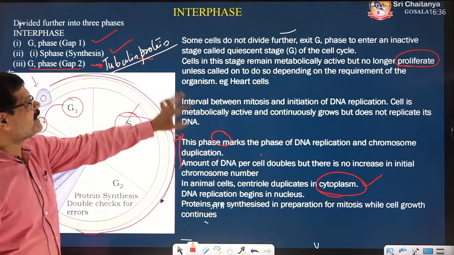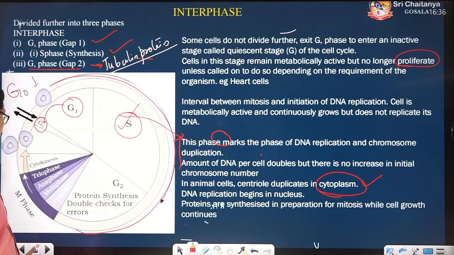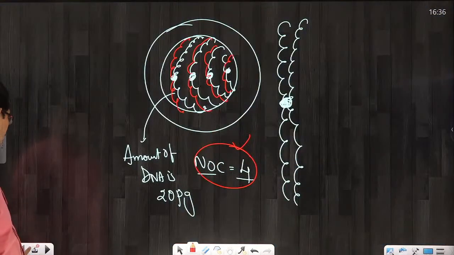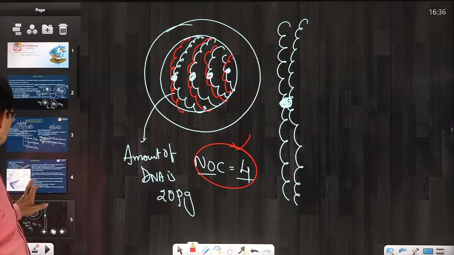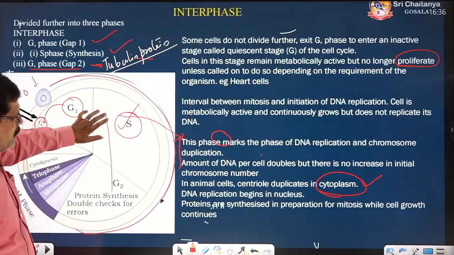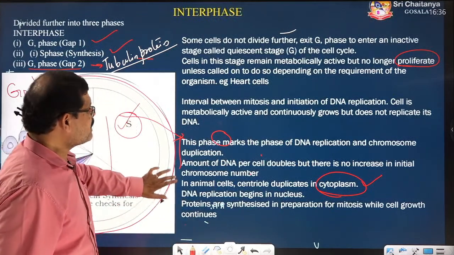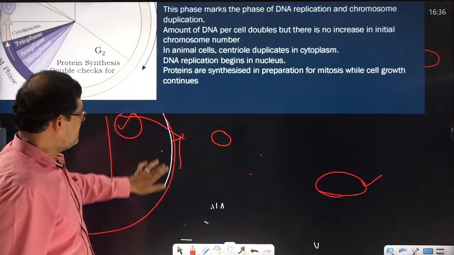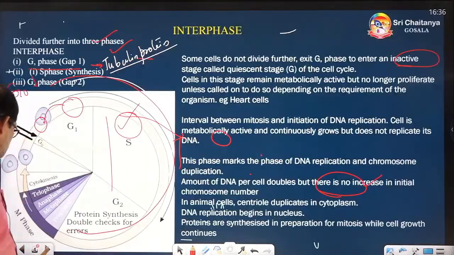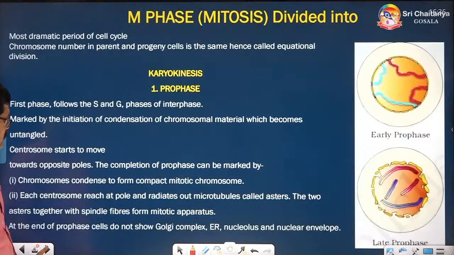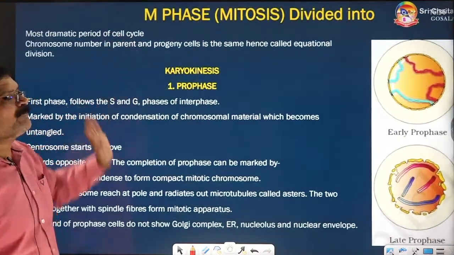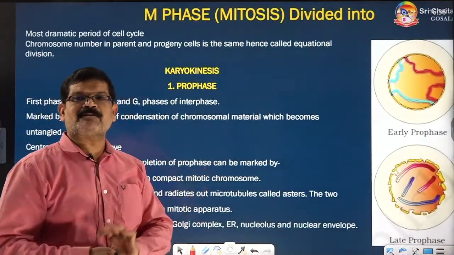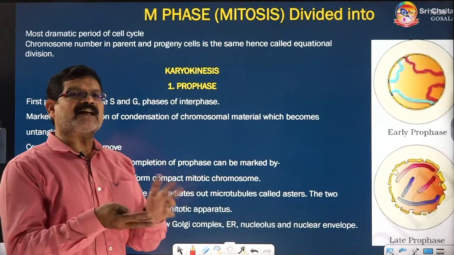Next one, this is the complete or entire part of the interphase. Next to the interphase, we will be going for another important thing. Next we come to the M phase. Now the interphase is done. After this interphase, what happens?